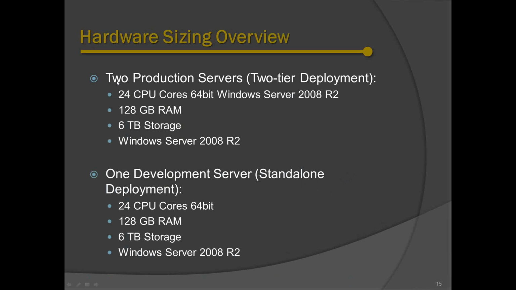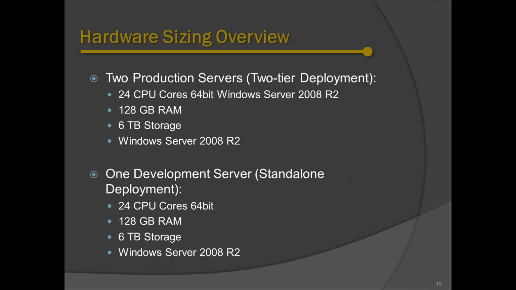The hardware sizing was 2 production servers, 2-tier. This is for the production environment, 2-tier deployment. Each server has 24 CPU cores, 64-bit running on Windows Server 2008 R2. The RAM is 128 gigabytes, and some people question why this large RAM is needed.